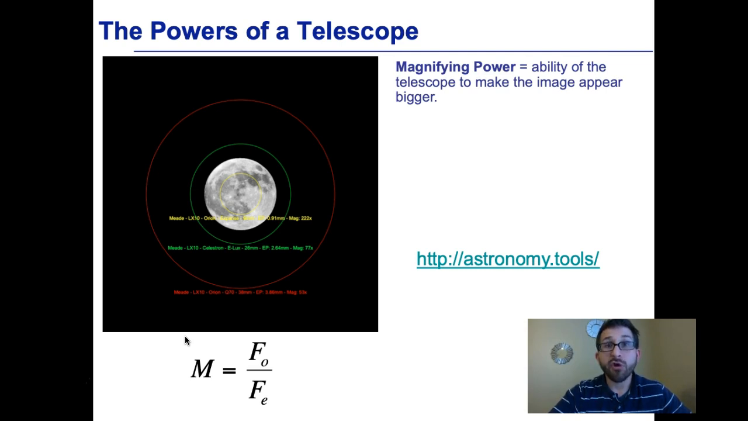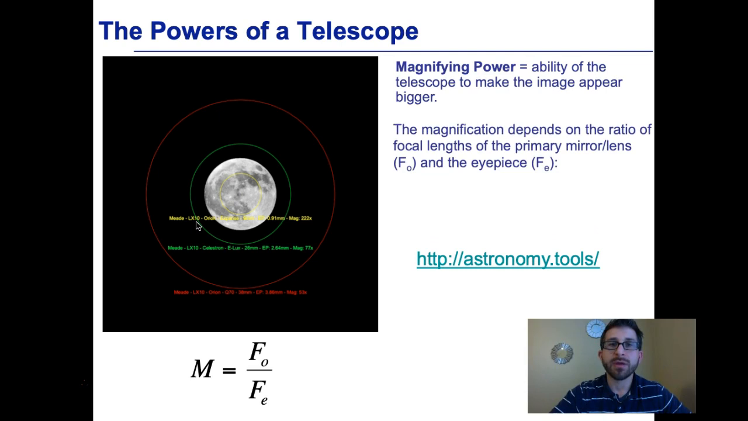Now your telescope also plays a role in this. As I said, that's the focal length of the objective. Just so you know, this here is a telescope that has a 2,000 millimeter focal length, which is actually pretty long. It's a Schmidt-Cassegrain, a special type of telescope. So once again, magnification depends on the ratio of the focal lengths of the primary mirror or lens.